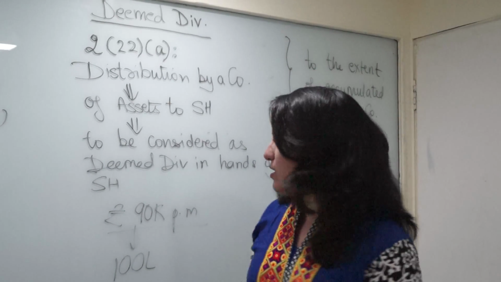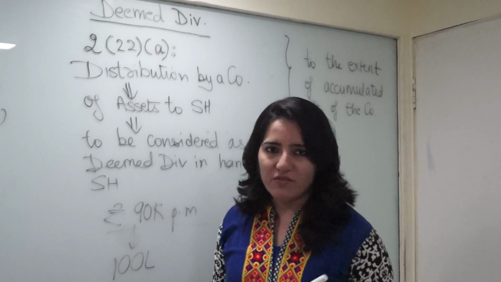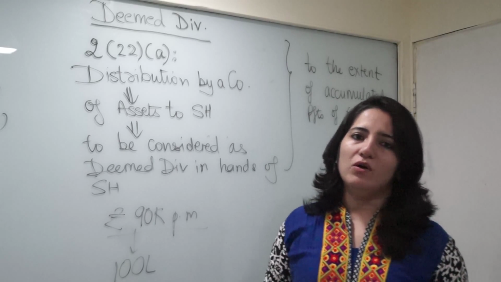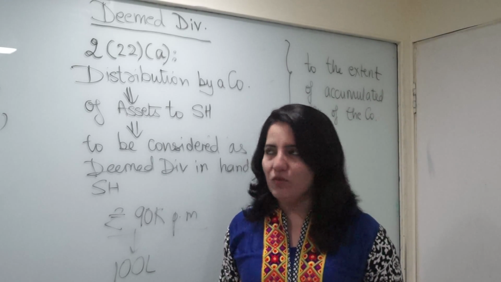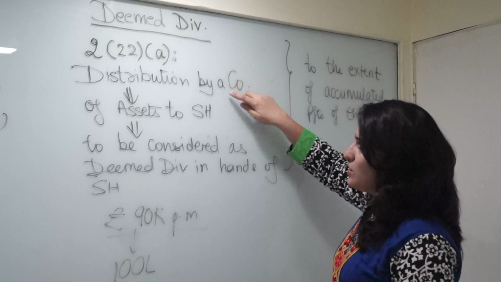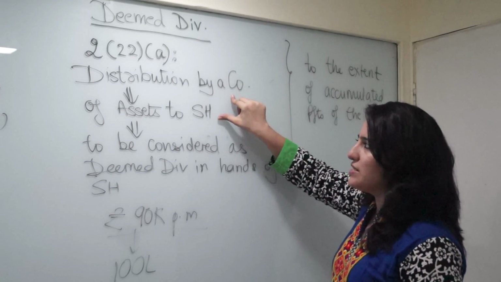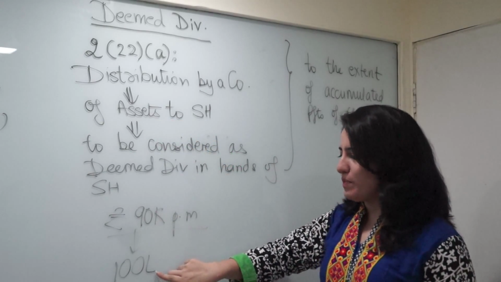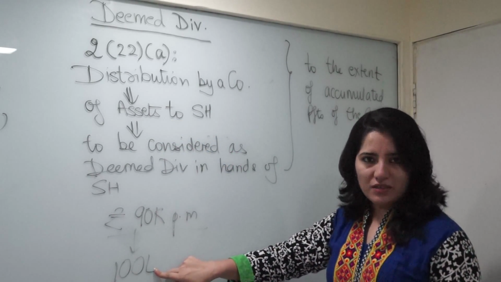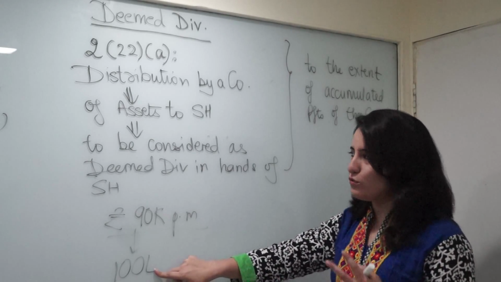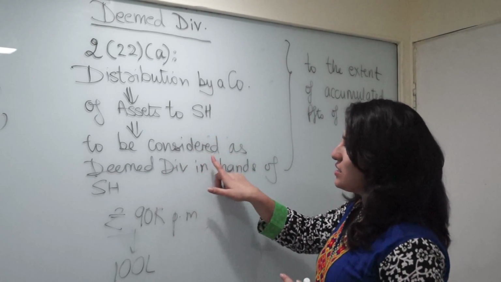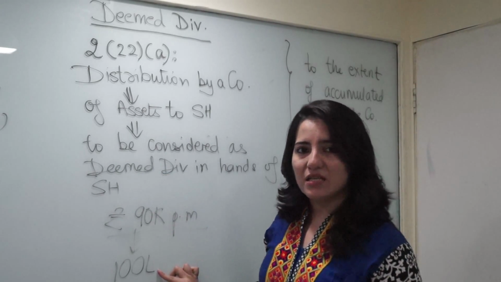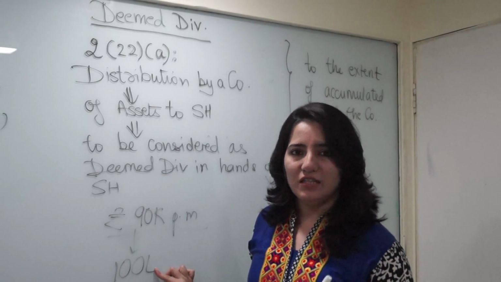director. But as per section 222A, even such a benefit which is given by a company to a shareholder will amount to deemed dividend. So in other words, 222A is distribution by a company of assets to shareholder. In our example, the asset is the 100 lakh rupees which the company will give the director for construction of additional 2 floors, to be considered as deemed dividend in the hands of the shareholder. So this 100 lakh will be taxed under IFOS in hands of the director.